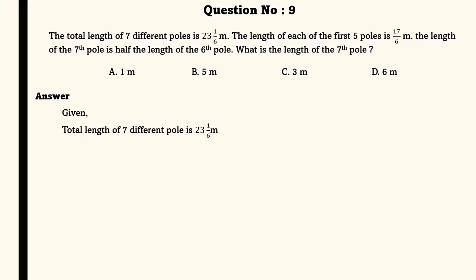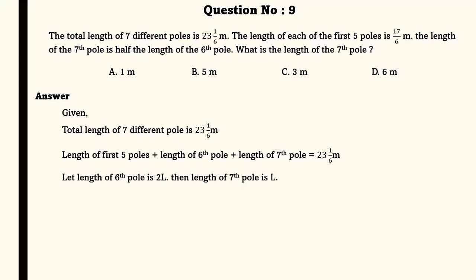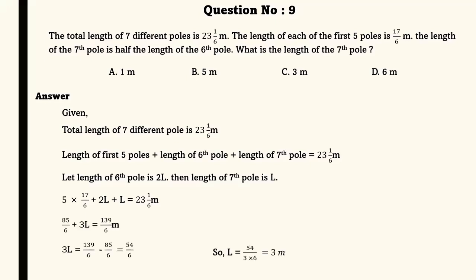Given we have the total length of the 7 different poles, that is 23 1 by 6 meters. They are saying the first 5 poles measure the same, that is 17 by 6. Also, length of first 5 poles plus length of 6th pole plus 7th pole is equal to 23 1 by 6. Length of 6th pole is 2L. Then length of 7th pole is L. 5 into 17 by 6 plus 2L plus L is equal to 23 1 by 6. From this, we can find the value of L, that is 3 meters, which is the length of the 7th pole.